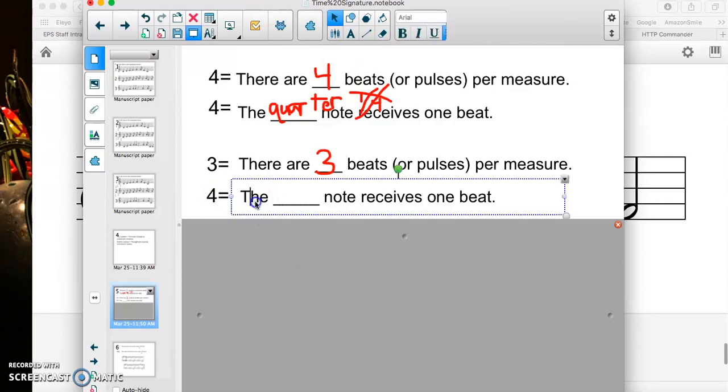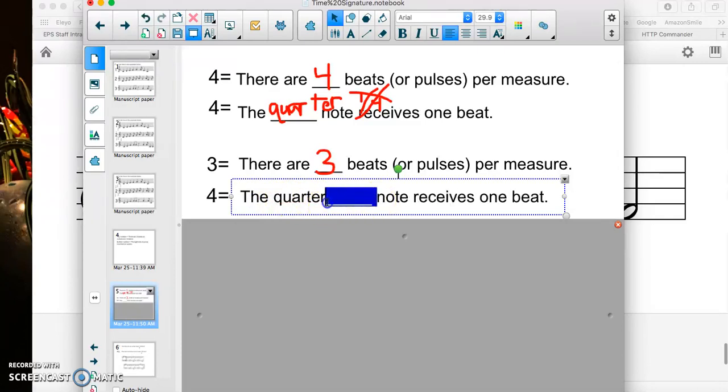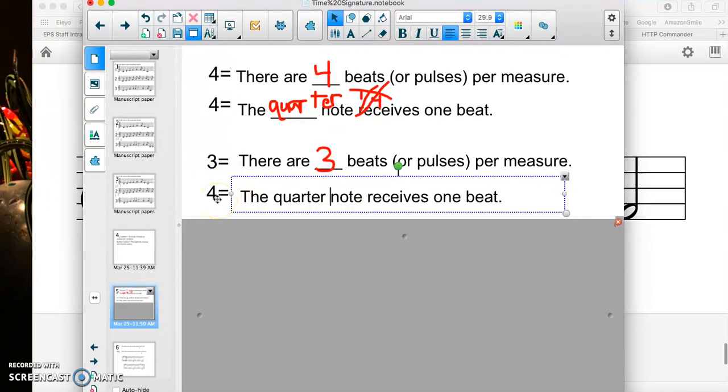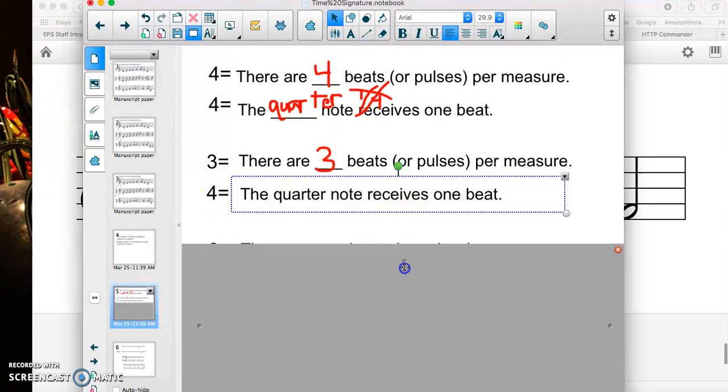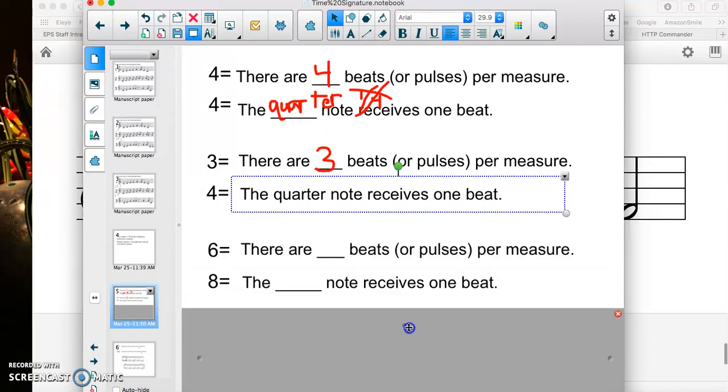When the 4 is on the bottom, just like before, the quarter note receives 1 beat or pulse. Quarter note was on the bottom here, quarter note's on the bottom here when the 4 is on the bottom. Next one is a little trickier because the 4 is not on the bottom.